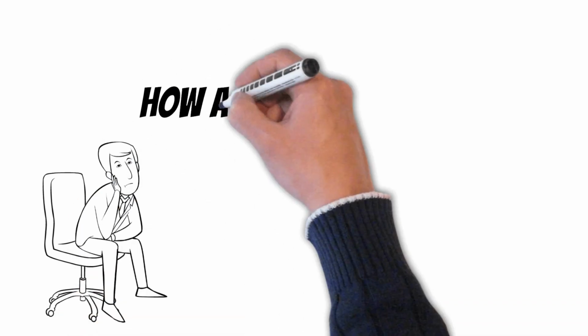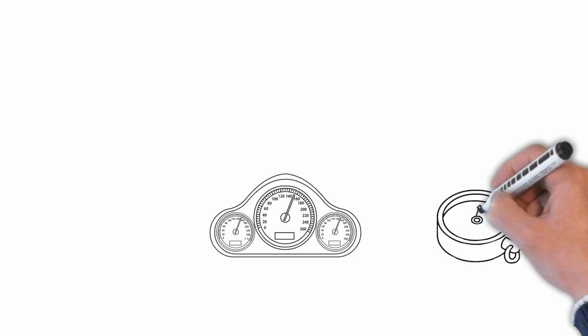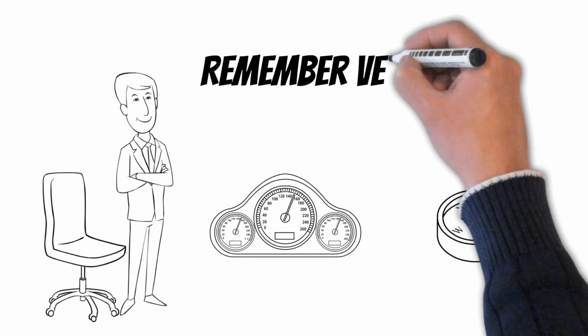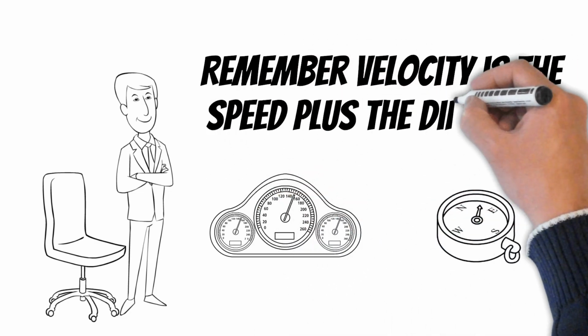How about velocity? Velocity is speed plus the direction. Speed has magnitude, which is described as a scalar quantity, whereas velocity has magnitude and direction, which is described as a vector quantity.